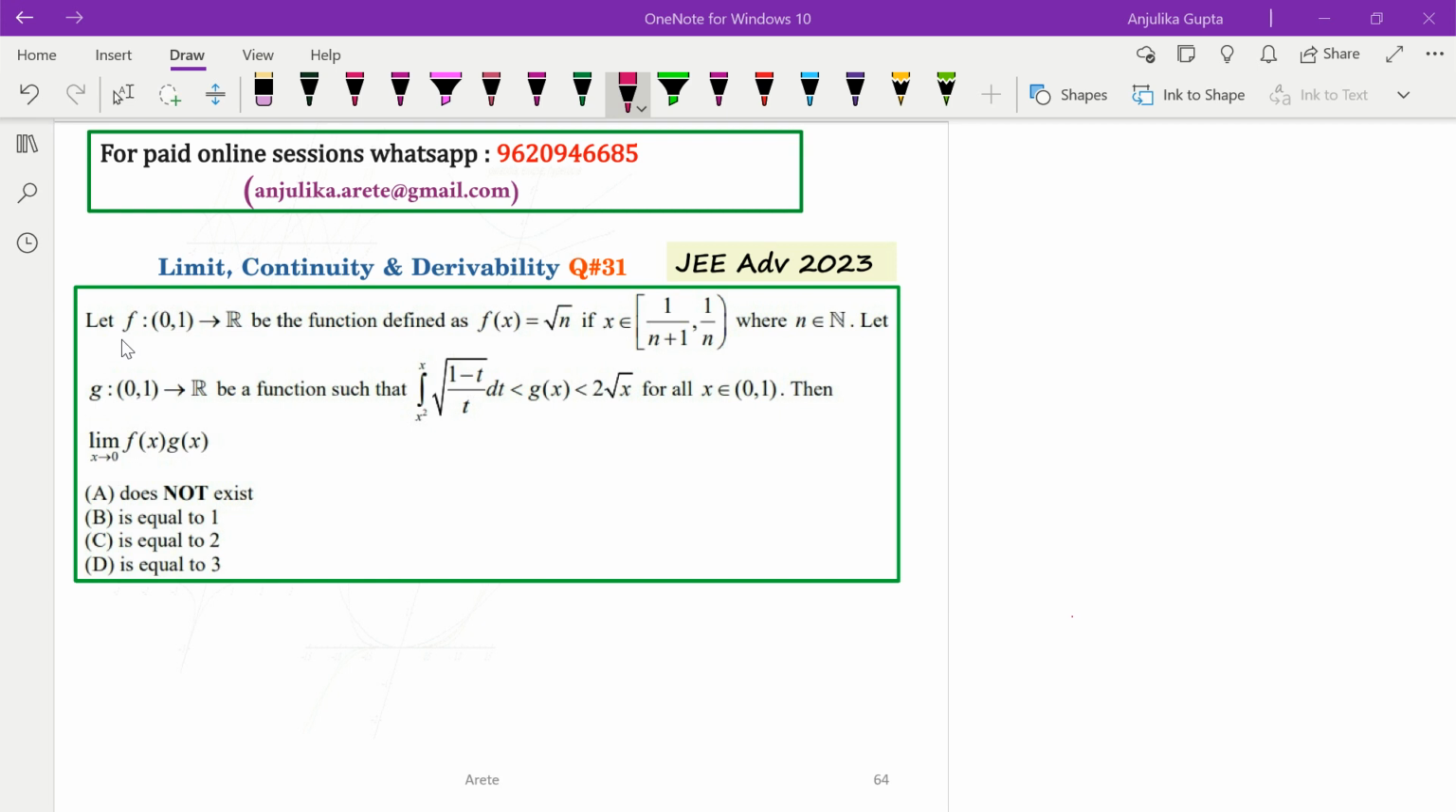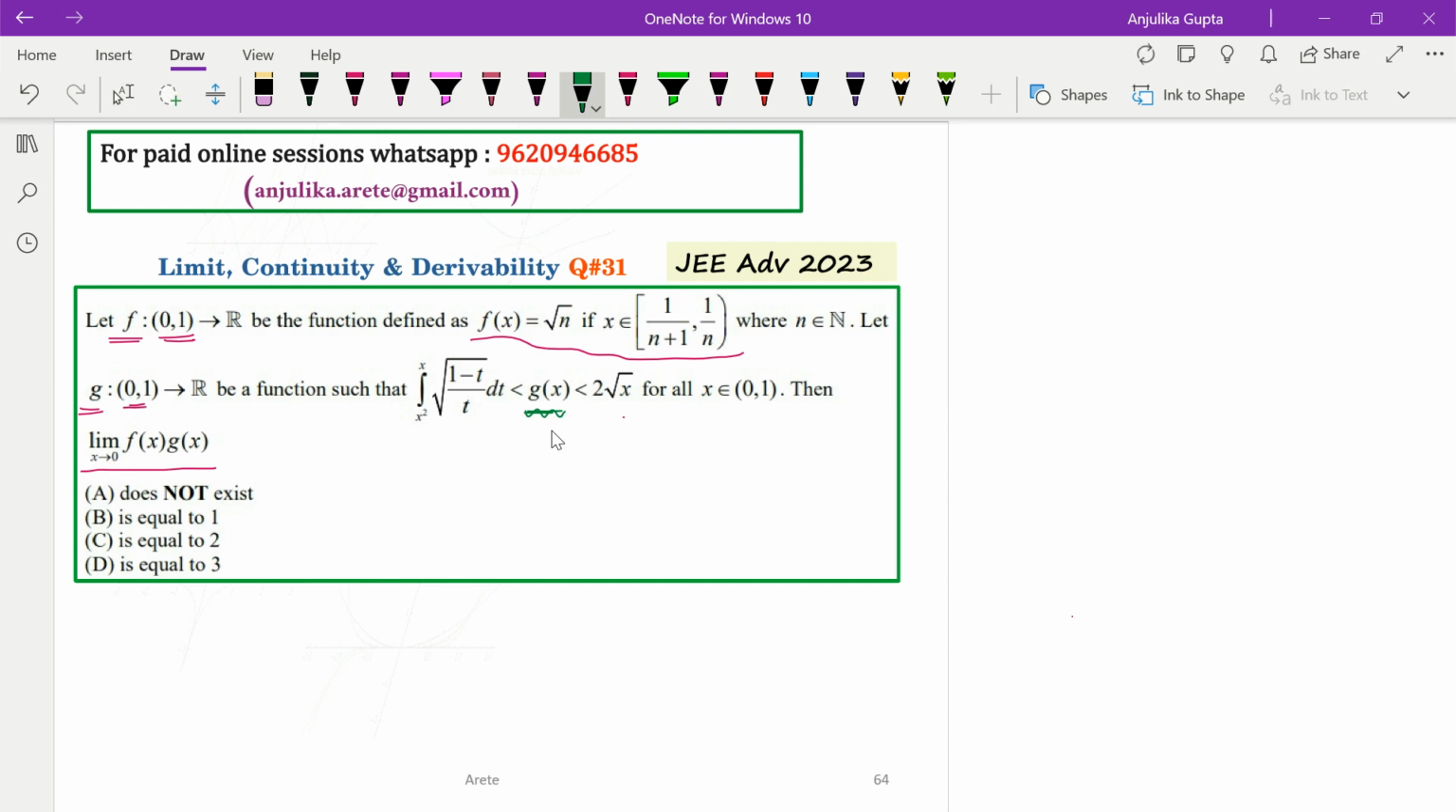Given to you are two functions, f and g, defined on the same domain (0, 1]. Function f of x is defined in this particular fashion, whereas for function g, bounds are given to you. And they are interested in knowing what is the limit as x goes to 0 of f of x times g of x. What do we think? G of x is not explicitly given to you, just the bounds are given. Just two functions are given between which your g of x is sandwiched.